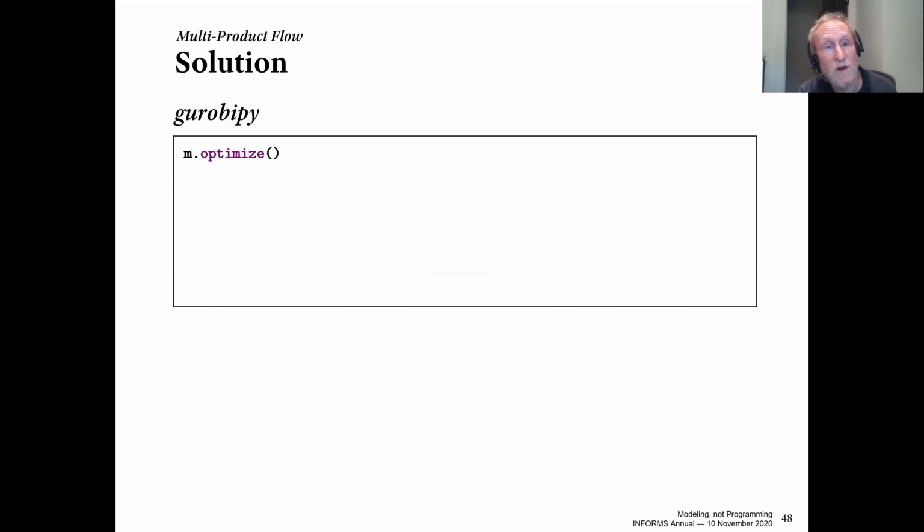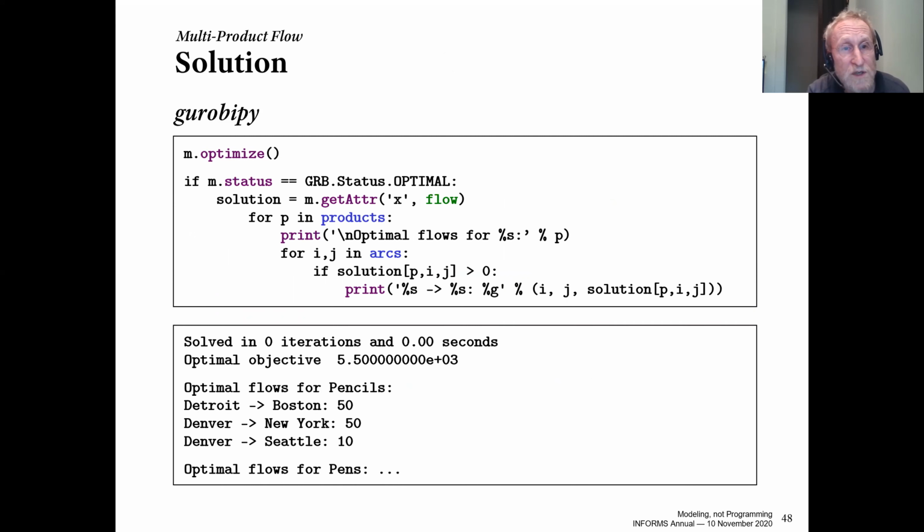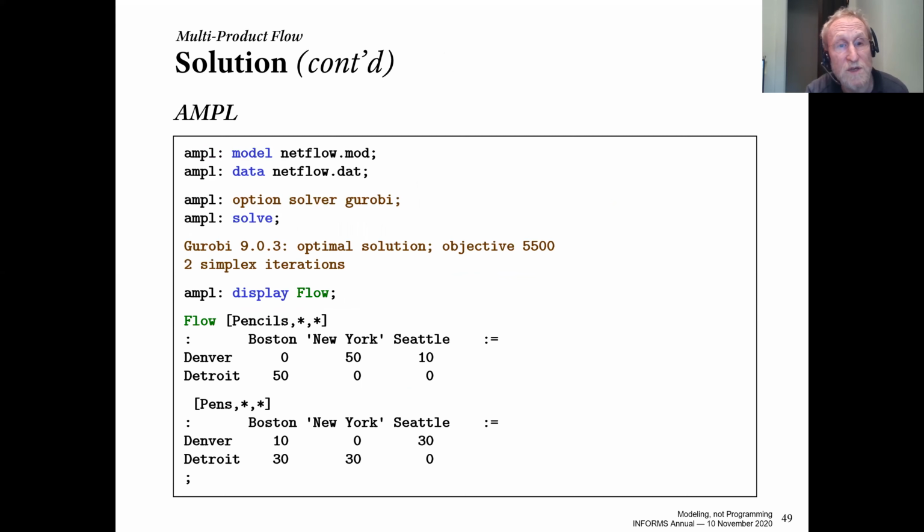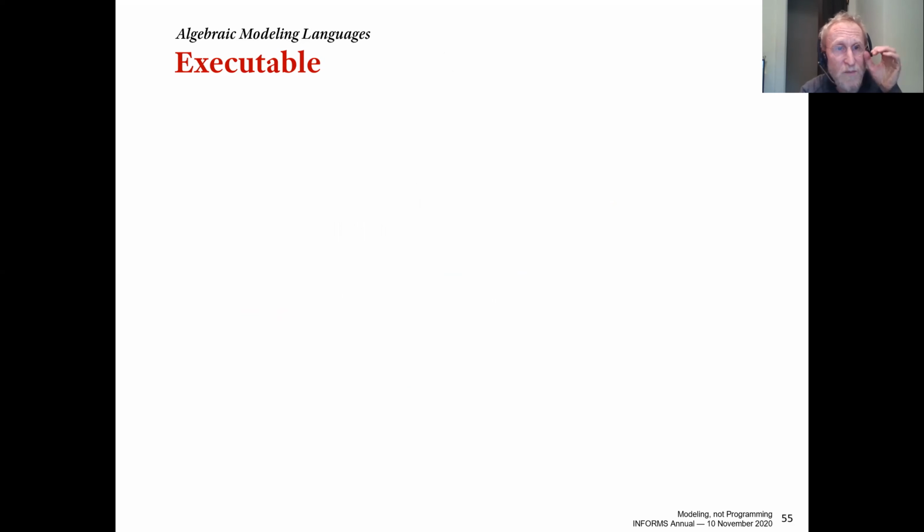And so then we can run this here and get some results. And similarly in AMPL, I can run this here and do a solve and get some results. And I have a simple way of displaying them. I can even switch to another solver. But let's move on here and do one last comparison of the executable and declarative approaches.